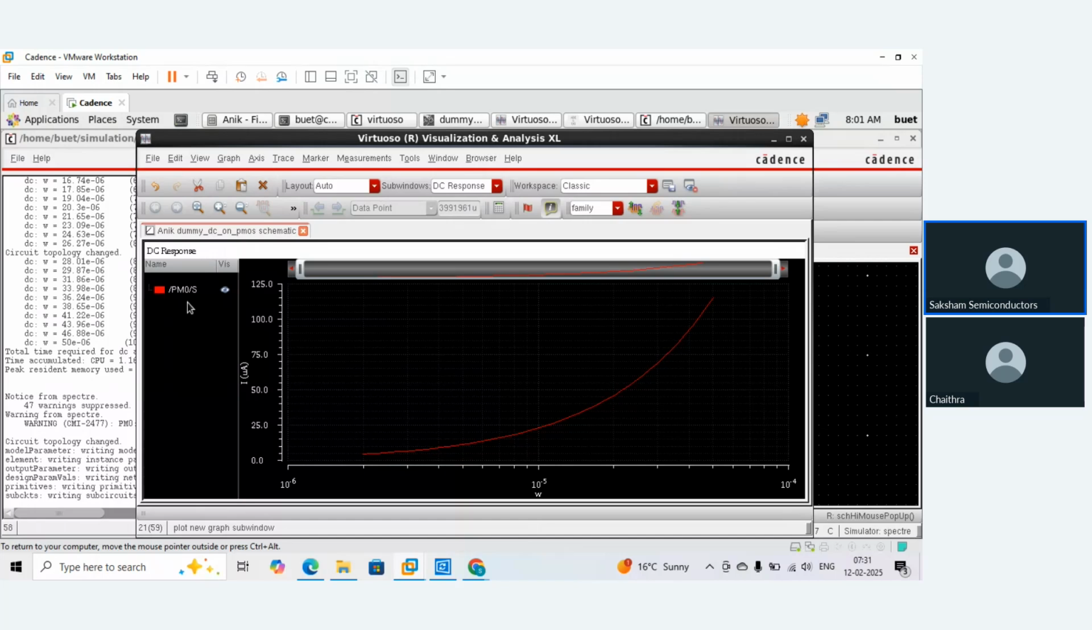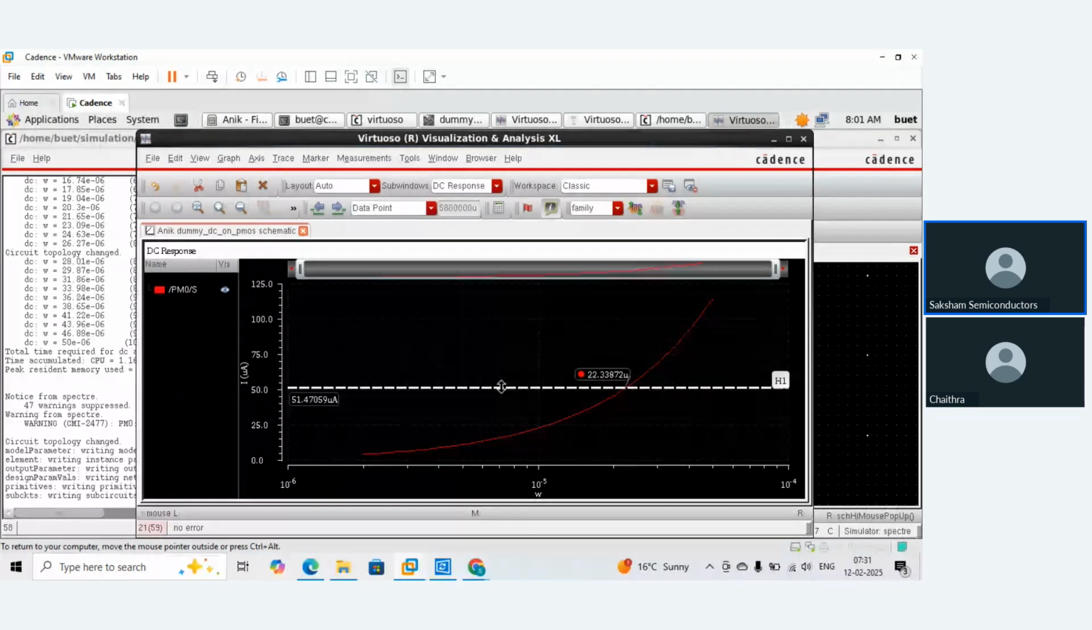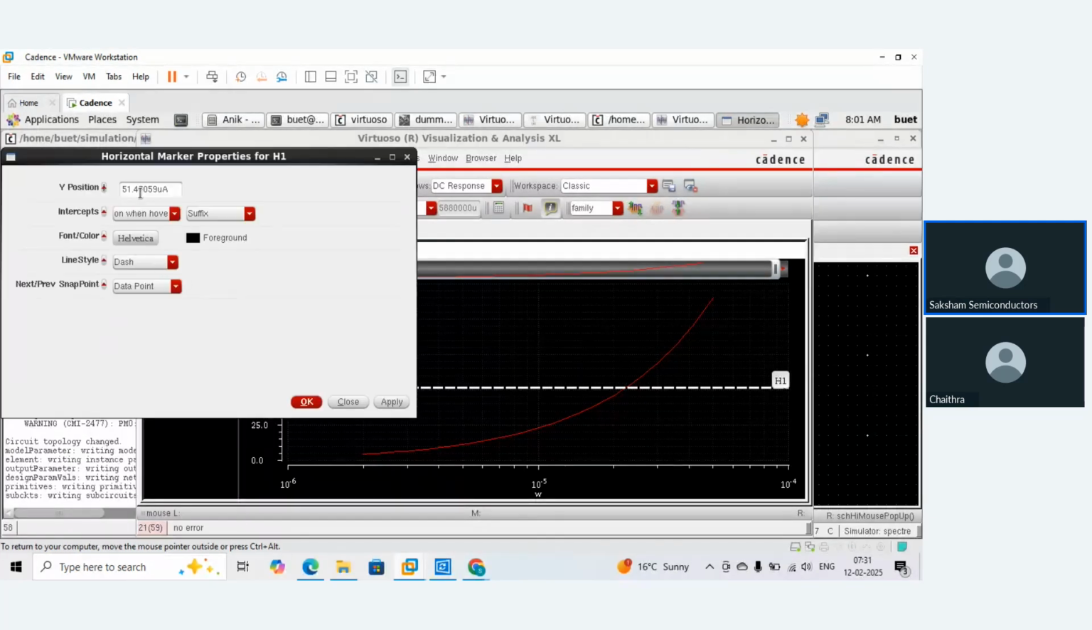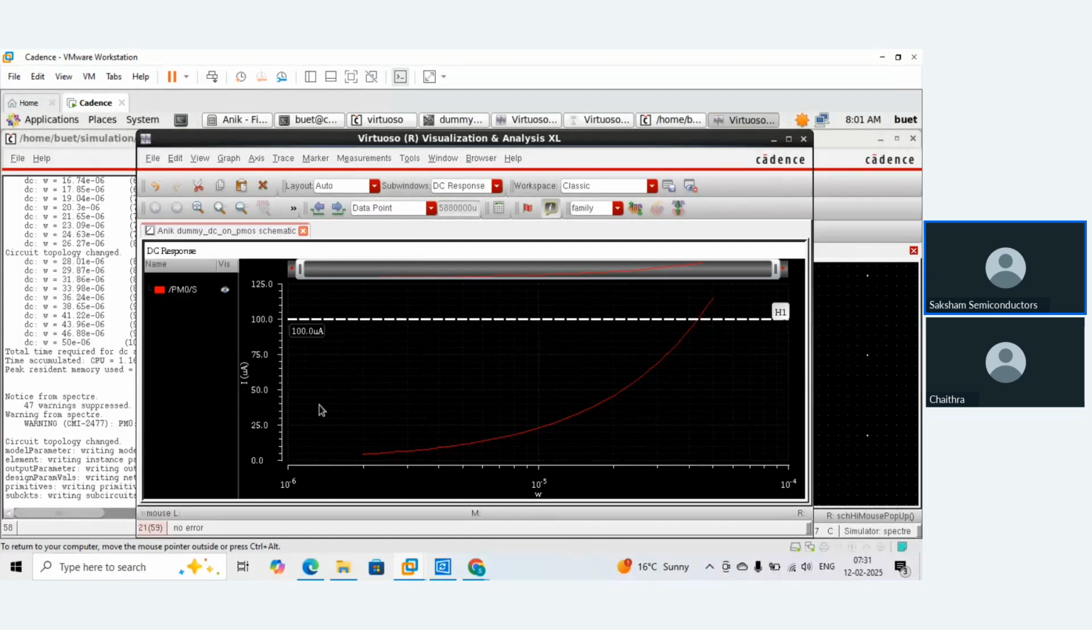Now this time it is for the source. Again, I'll mark it as H, horizontal line. I'll press on this, I'll make it as Q. The property is open. I'll mark it to 100 microampere. It will come over here, and if I just see, it is somewhere around 43.